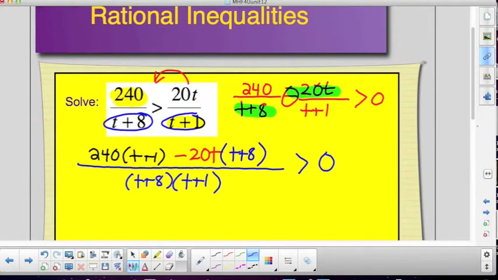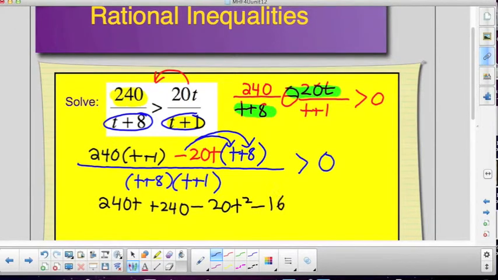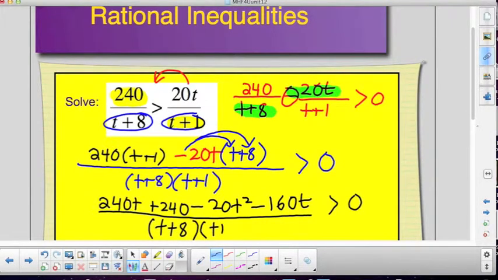So what students always do wrong is they forget to distribute this negative to the first term as well as the second term. I see this all the time on MHF tests and MCR tests. Make sure that negative is distributed to both, because when you do that, you get 240t plus 240 minus 20t squared minus 160t is greater than 0. And do not forget that you still have your common denominator of t plus 8 and t plus 1.